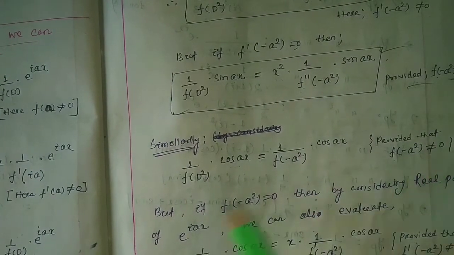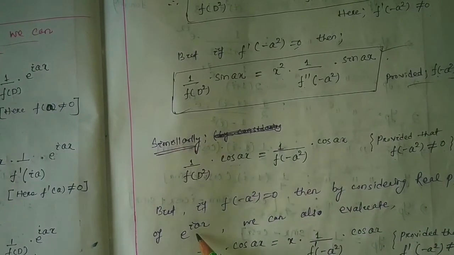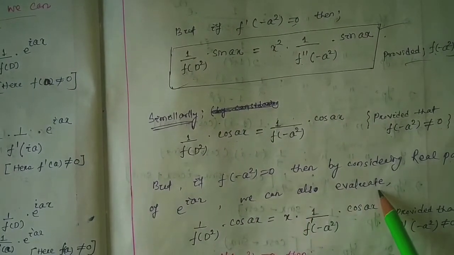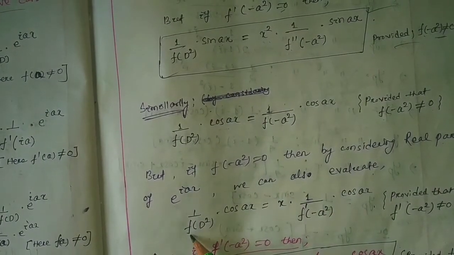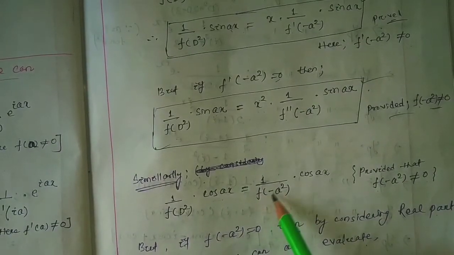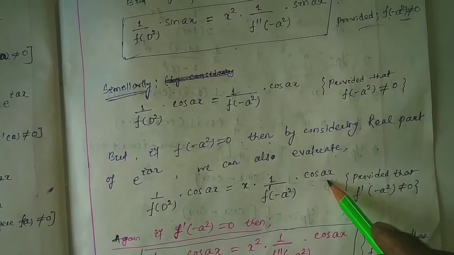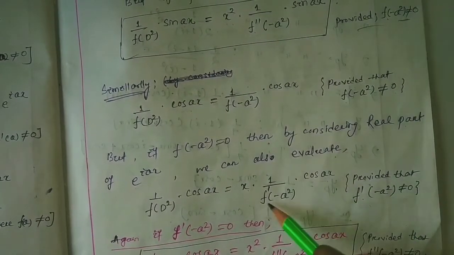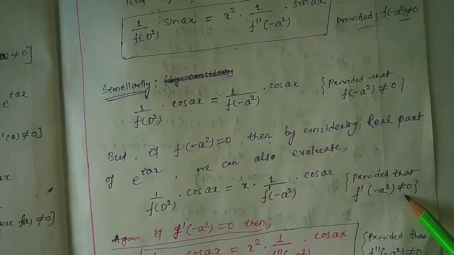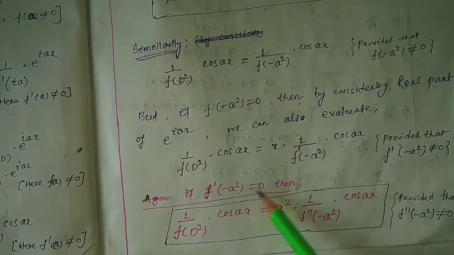But if this denominator is 0, then by considering the real part of e to the power ix, we can also evaluate it. The same procedure we have to follow, and we can evaluate 1 by f d square cos ax, which will be equal to x multiplied into 1 by, this is f minus a square, so we are going to consider the first derivative, f dash minus a square cos ax, provided that f dash minus a square is not 0, right? Again, if f dash minus a square is 0, then what will the answer be?